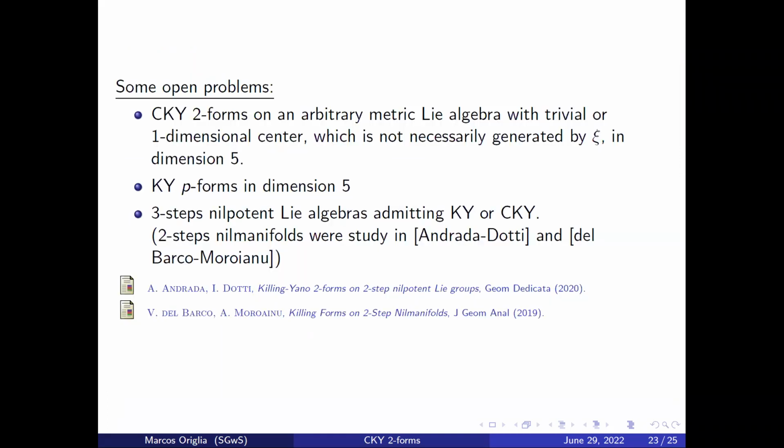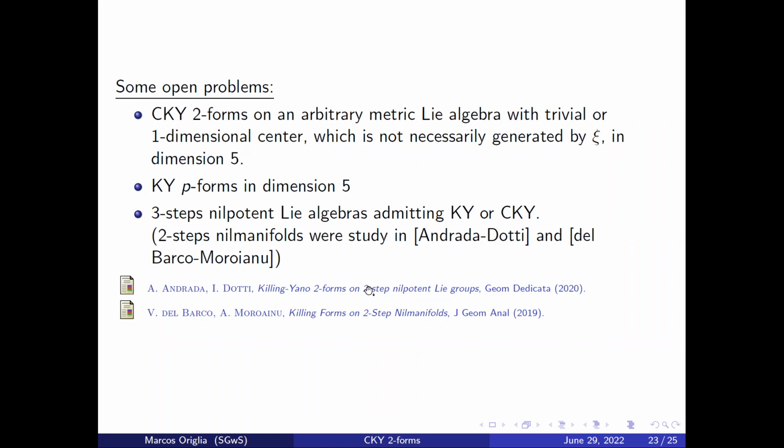Okay, and finally, some open problems or situations that are not solved even in dimension 5. For example, conformal Killing 2-forms, but now with the dimension of the center trivial; this case was not analyzed. Also we don't know what happens if the dimension of the center is equal to 1, but this special vector is not in the center, right?